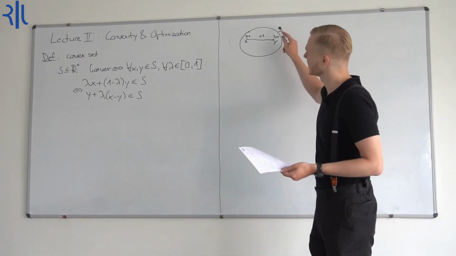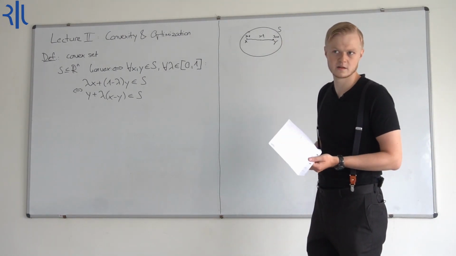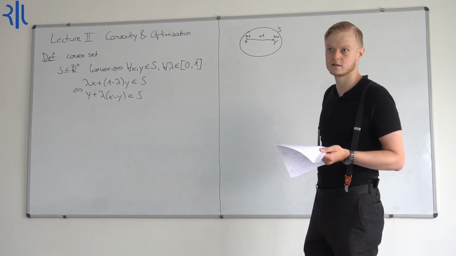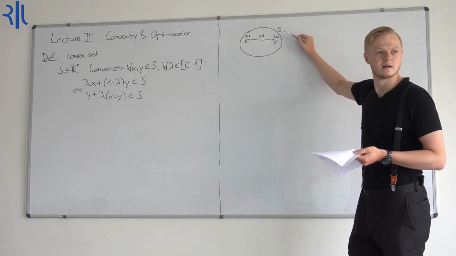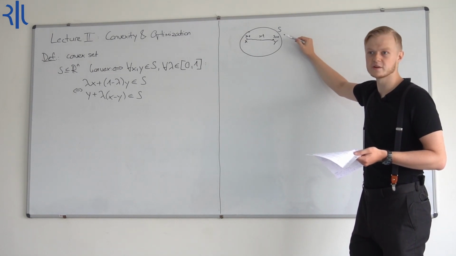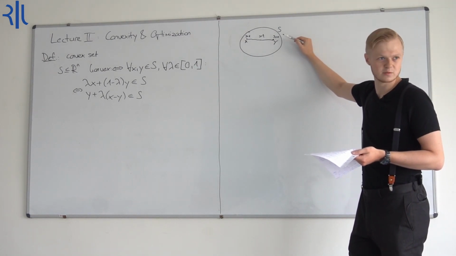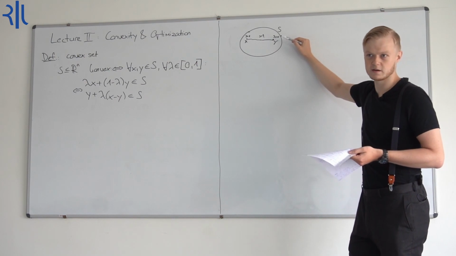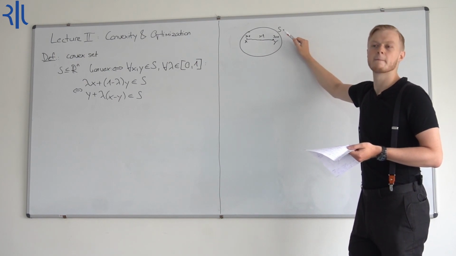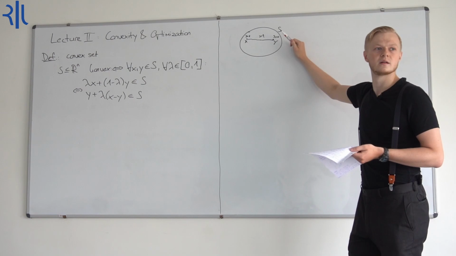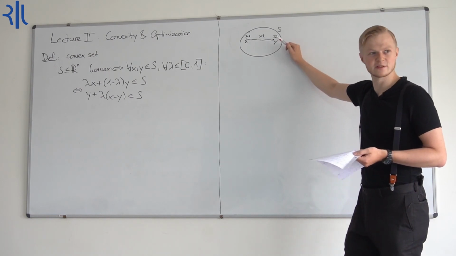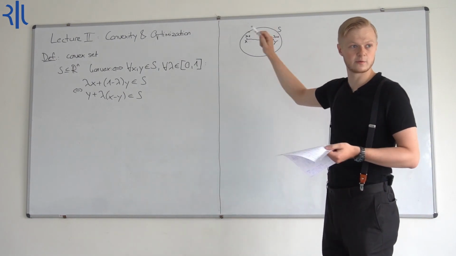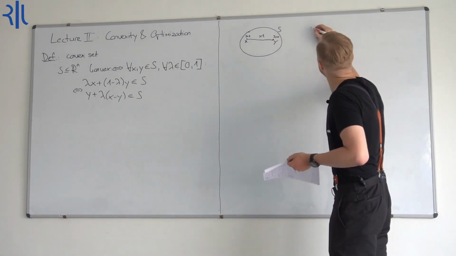So is the set S convex? What would you say? If you pick any 2 points, you interconnect them, is the line contained in the set? Yeah, so every interconnecting line will be in the set, therefore the set is convex. Good.